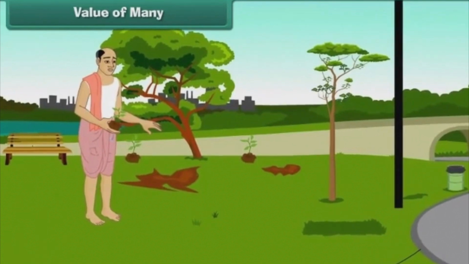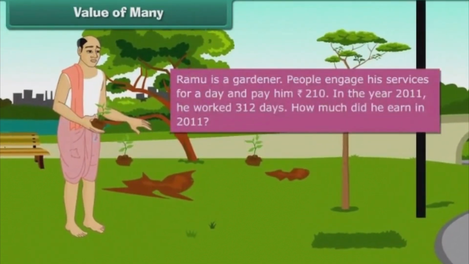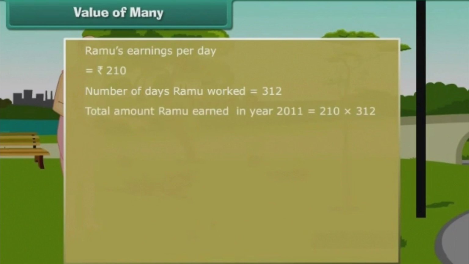Value of many. Ramu is a gardener. People engage his services and pay him 210 rupees for a day. In the year 2011, he worked for 312 days. How much did he earn in 2011? Ramu's earnings per day is 210 rupees. Number of days Ramu worked is 312. Total amount Ramu earned in year 2011 is 210 into 312.